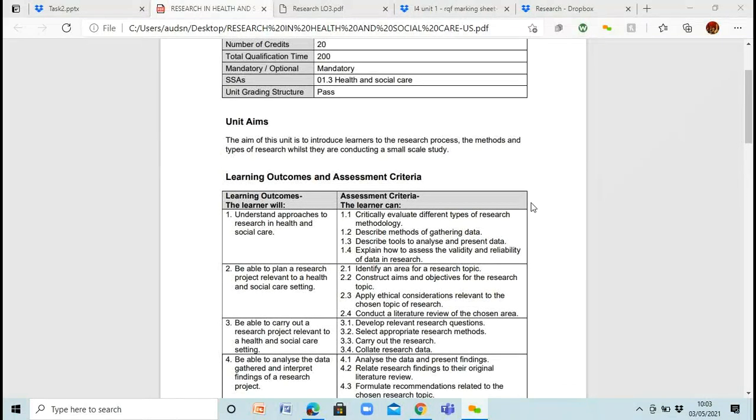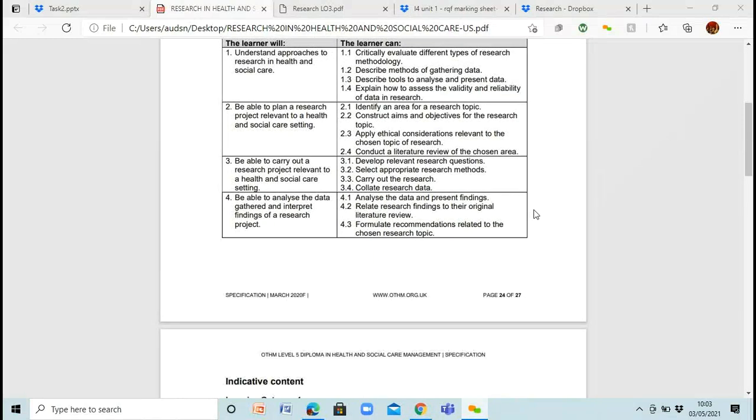So we're just looking at learning outcome 3 on the research project today. Now, there are 4 assessment criteria in here. The learning outcome is be able to carry out a research project relevant to a health and social care setting. So 3.1 is develop relevant research questions. 3.2, select appropriate research methods. 3.3, carry out the research. And then 3.4, collate research data.